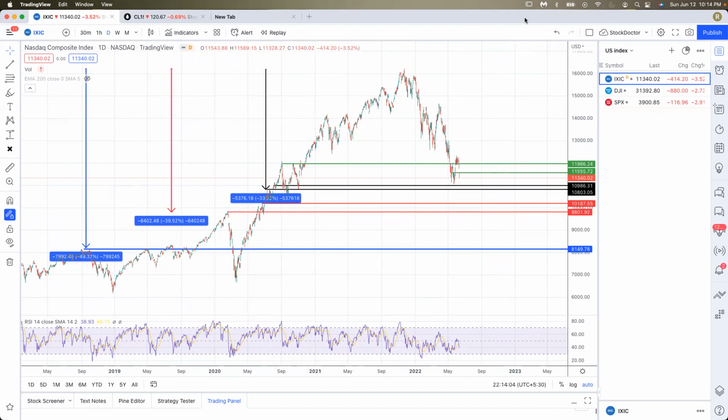So if you are a trader, you need to think about short selling. If you are an investor, then we don't need to worry. On each of these levels, definitely we should add quality stocks in our portfolio. The level number 1, level number 2, level number 3, and in case it comes here, then it's level number 4.